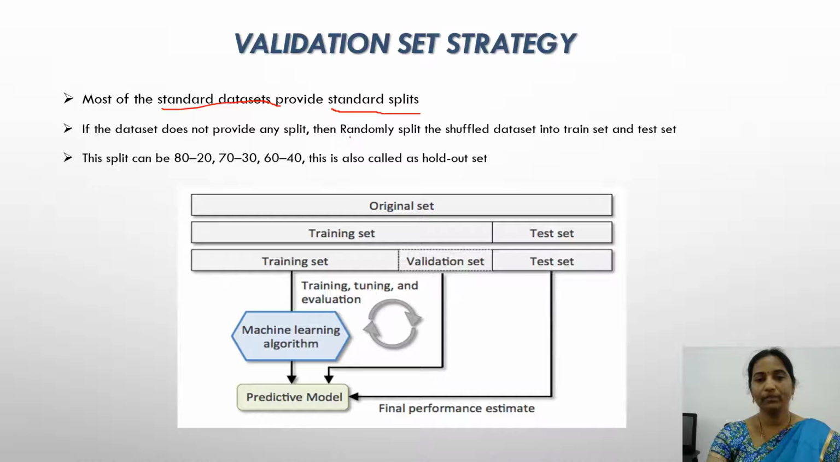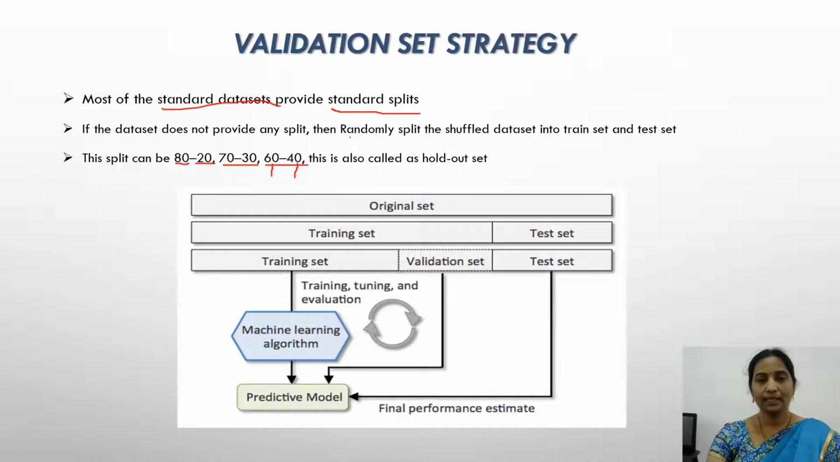Like we can follow 80-20. That means 80% of the data is used for training and 20% of the data can be used for testing. Or otherwise we can follow the 70-30 or 60-40 rule also. So depending on the data set, we can use any of these splits. So in case of the 60-40 split, 60% of the data is used for training, whereas 40% of the data is used for testing.